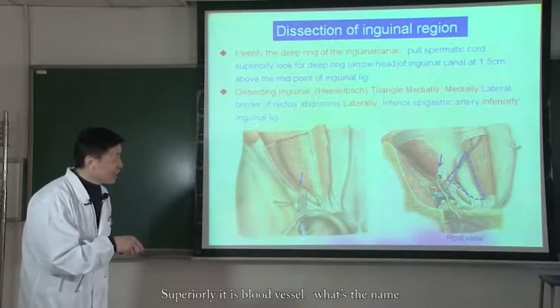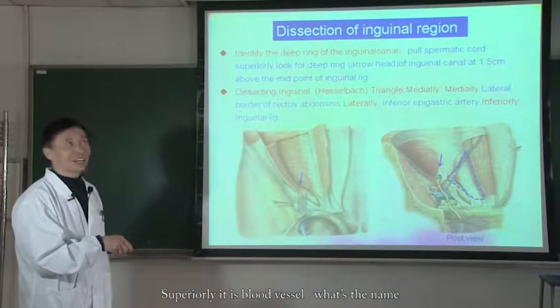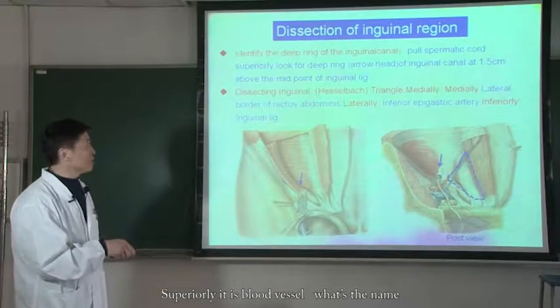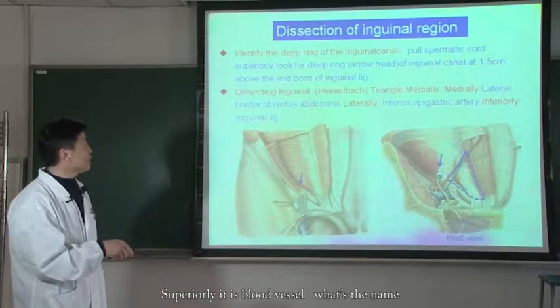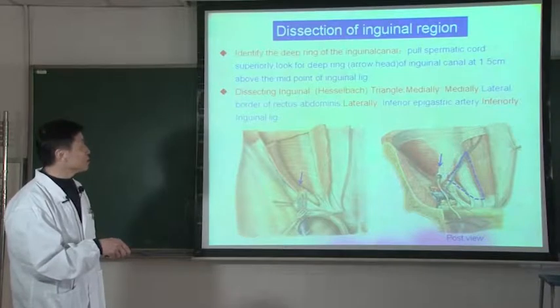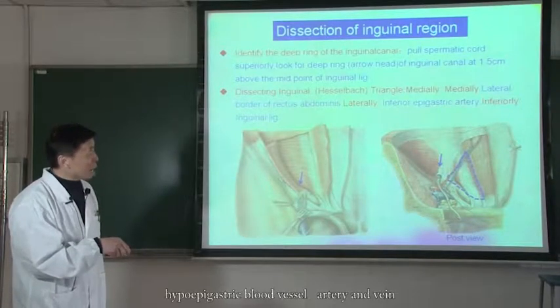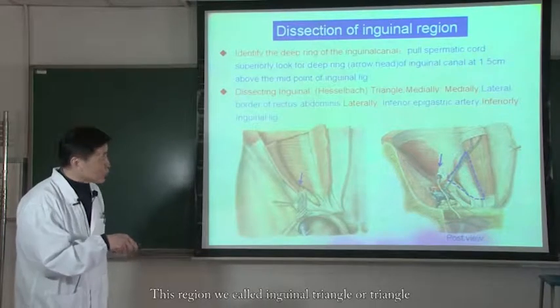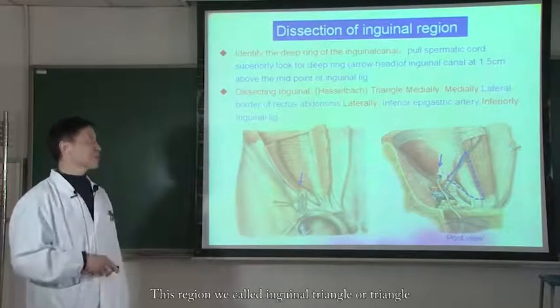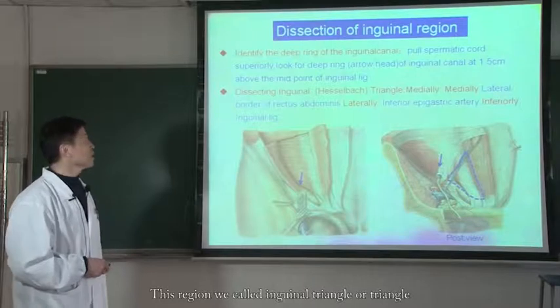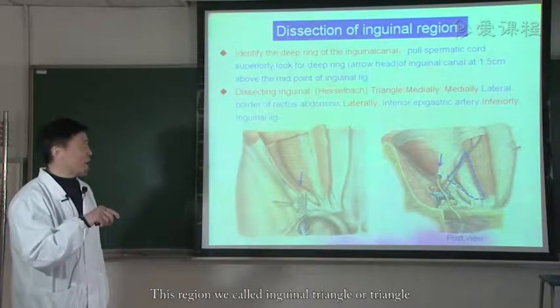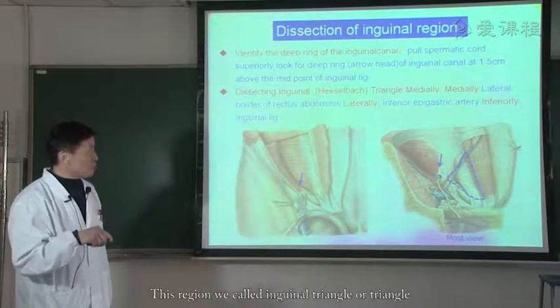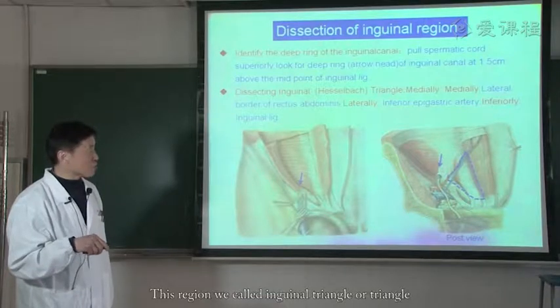Superiorly is a blood vessel. What's the name? It's the inferior epigastric blood vessel, artery and vein. This region we call the inguinal triangle or Hesselbach triangle. Hesselbach triangle.